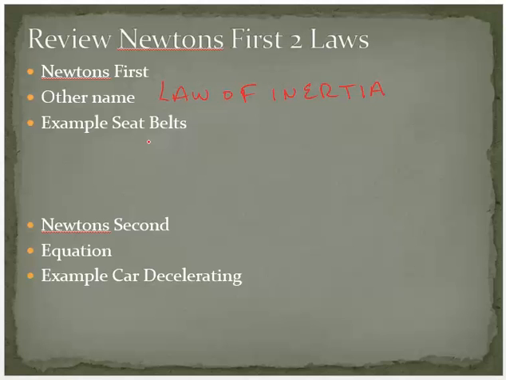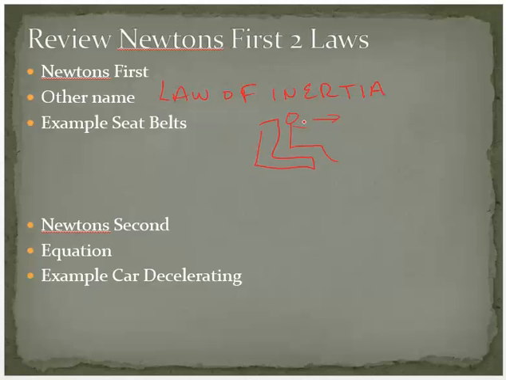Example. Let's talk about seat belts here. Seat belts are an example of Newton's first law because, what do seatbelts do? All right, seatbelts help fight the law of inertia. When a car stops, I'm just going to draw the seat here. The person without a seatbelt, their inertia would keep wanting to go forward.